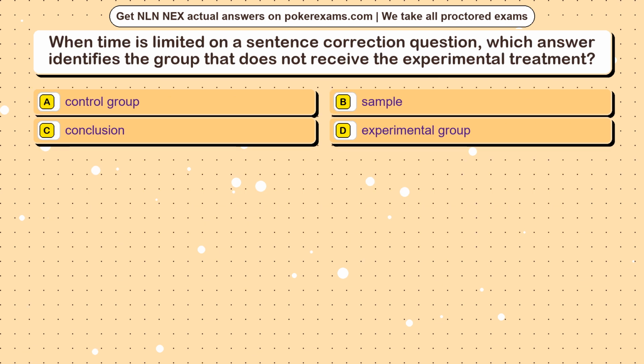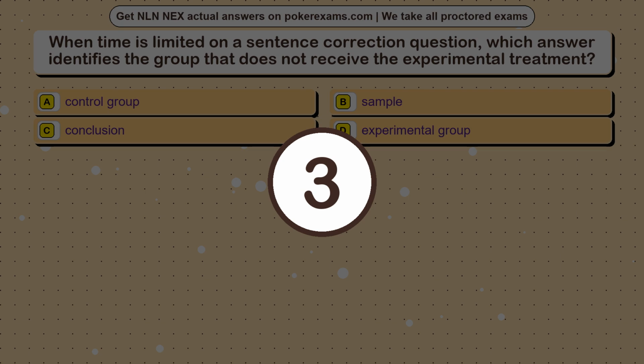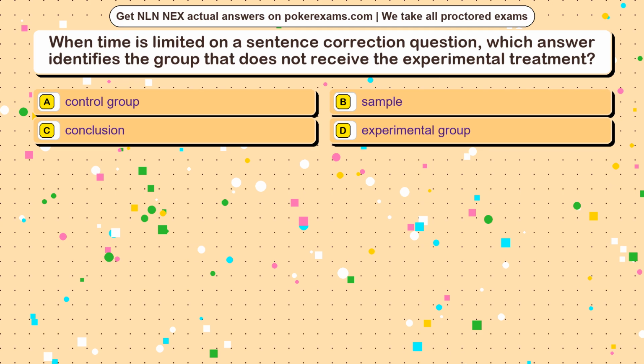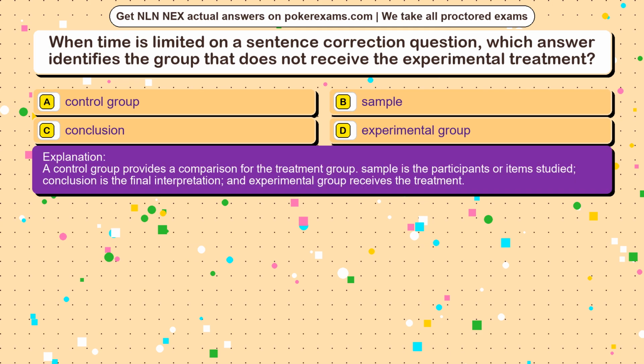Question 5. When time is limited on a sentence correction question, which answer identifies the group that does not receive the experimental treatment? Option A, control group. Option B, sample. Option C, conclusion. Option D, experimental group. The correct answer is option A. A control group provides a comparison for the treatment group. Sample is the participants or items studied. Conclusion is the final interpretation, and experimental group receives the treatment.